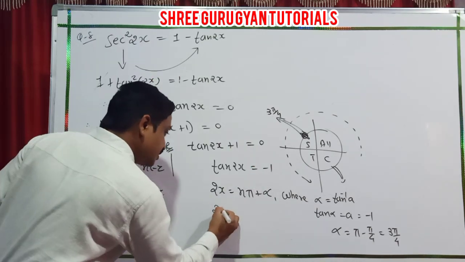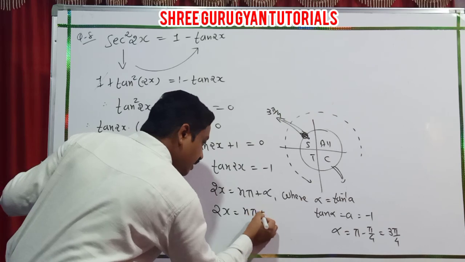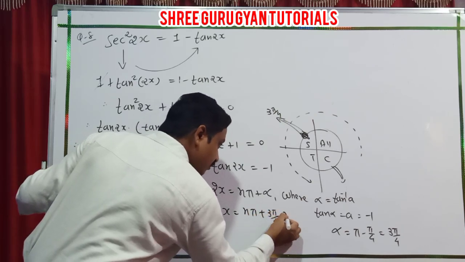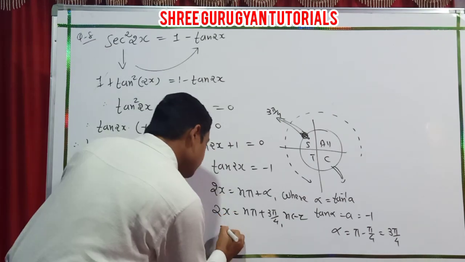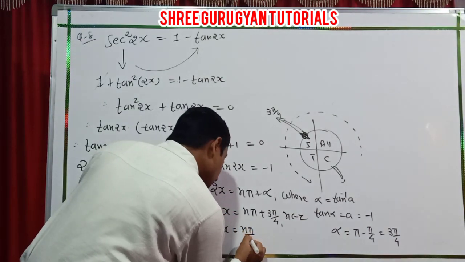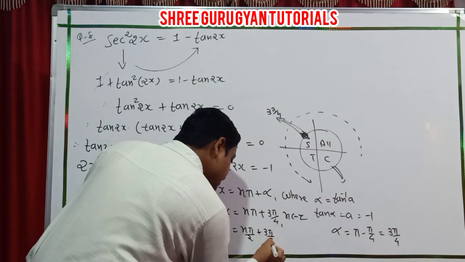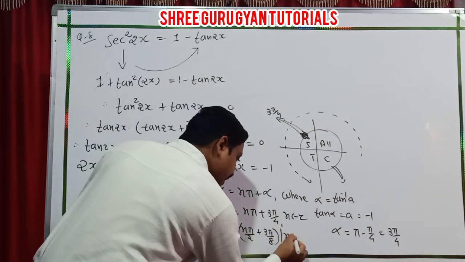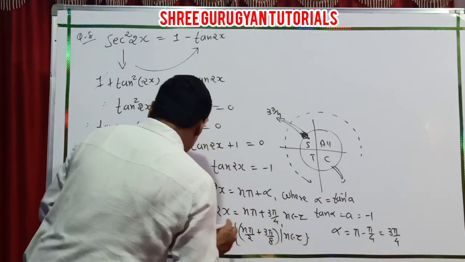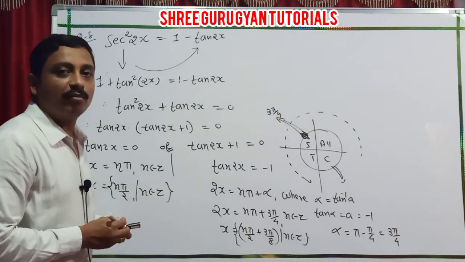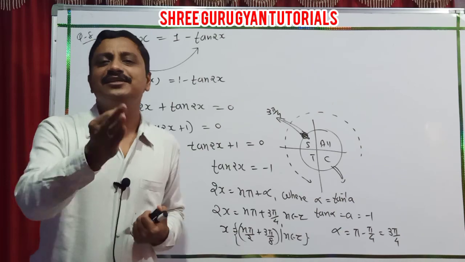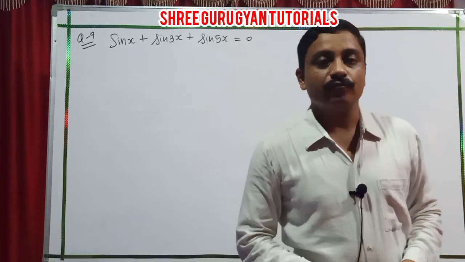So in the general solution, 2x equals n pi plus 3 pi by 4, n belongs to Z, and dividing it by 2 on each side, you get the answer n pi by 2 plus 3 pi by 8, and n belongs to Z. That's your final answer. Now after that students, you make both answers in union form, and here the answer is easily done, students.